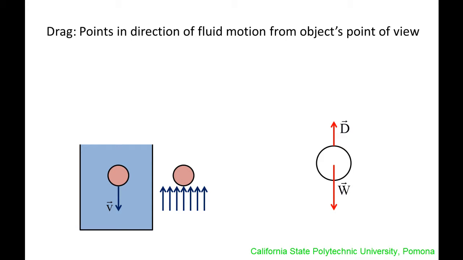If the ball were rising to the surface of the fluid, the drag would point downward. And if the ball were stationary, there would be no drag. In many dynamics problems, drag is relatively small compared to other forces acting on the object and can be ignored. Typically, drag is significant only when the object is traveling at high speeds.